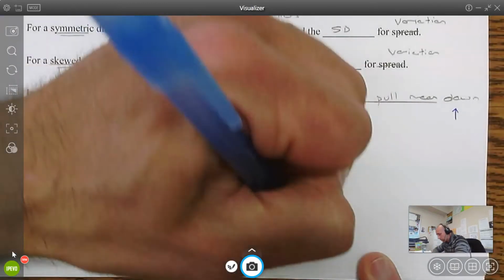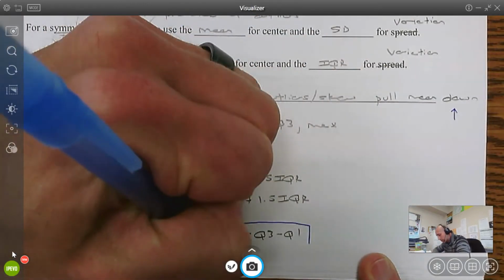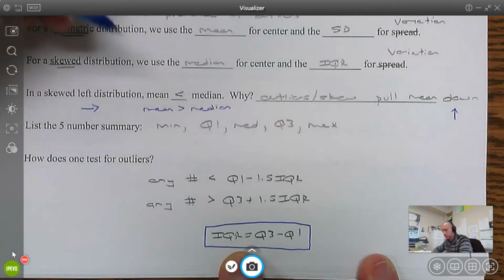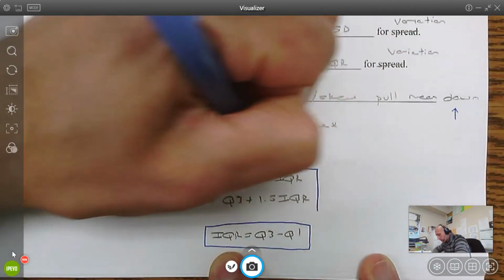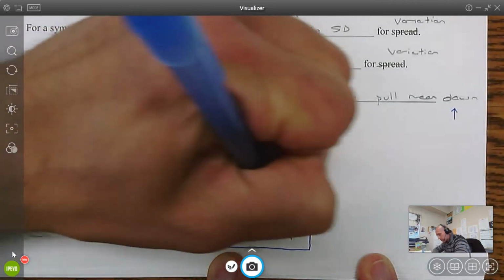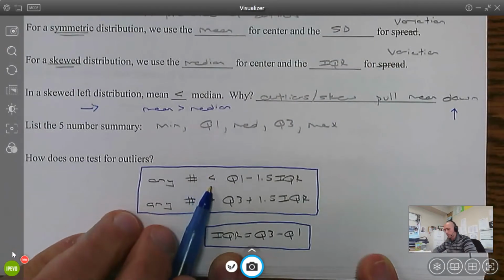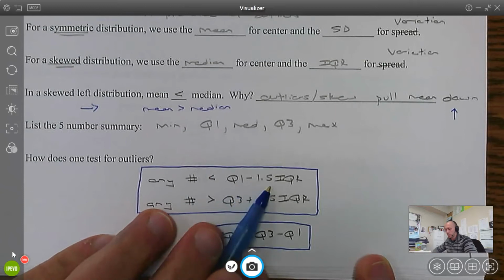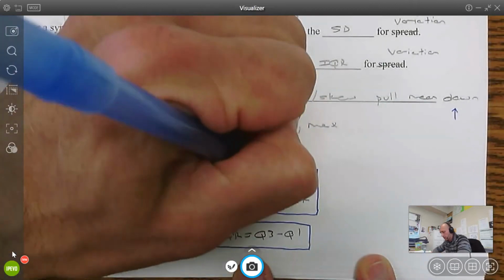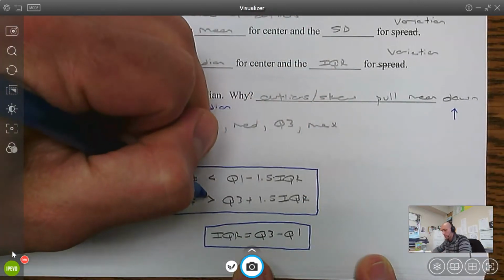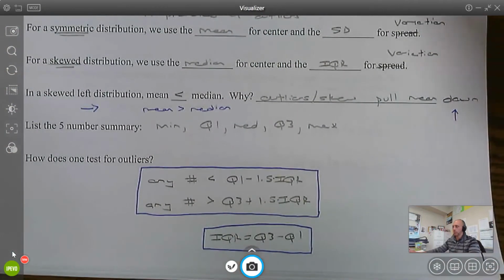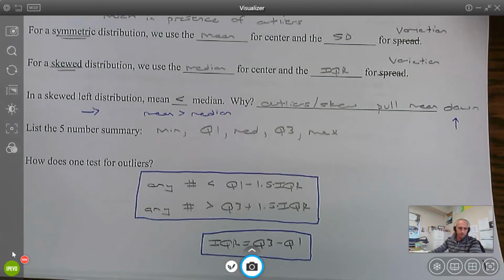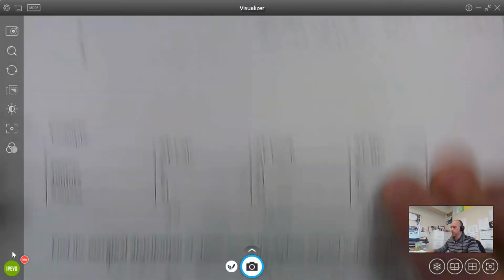How do you test for outliers if you have a box plot or you're constructing a graphical display or just checking? Here are 2 more formulas I'd add to the list that are not on your formula sheet. The IQR is the third quartile minus the first. And then here's your formula for outliers. If you have any number less than quartile 1 minus 1.5 times the IQR, or any number greater than quartile 3 plus 1.5 times the IQR.